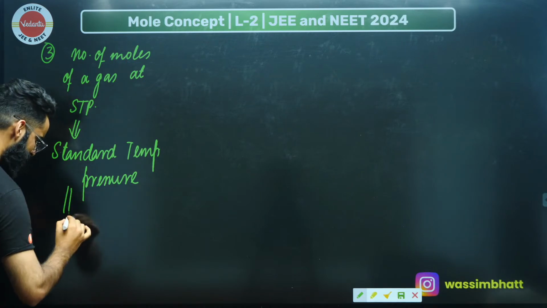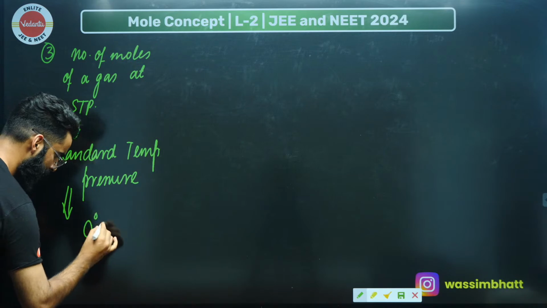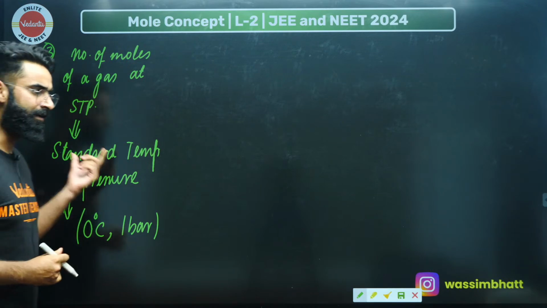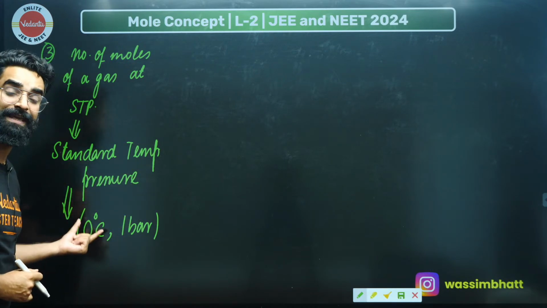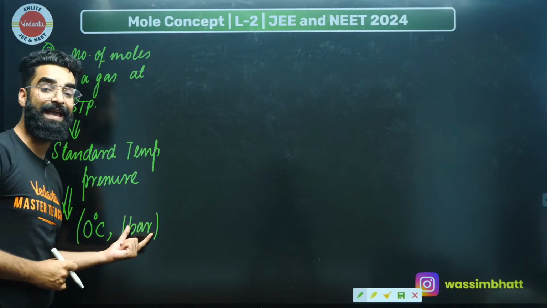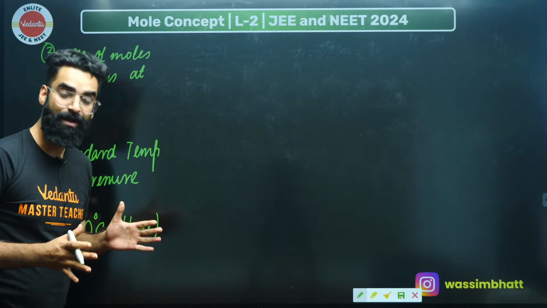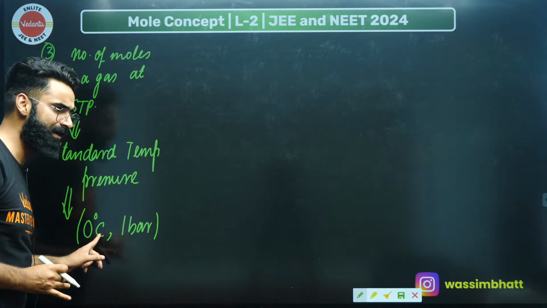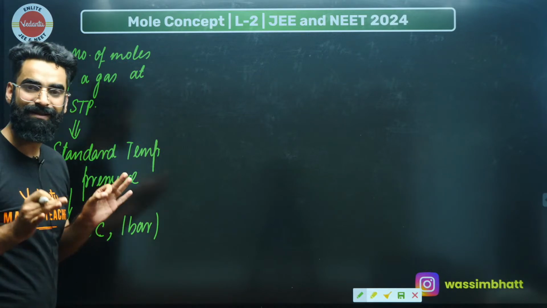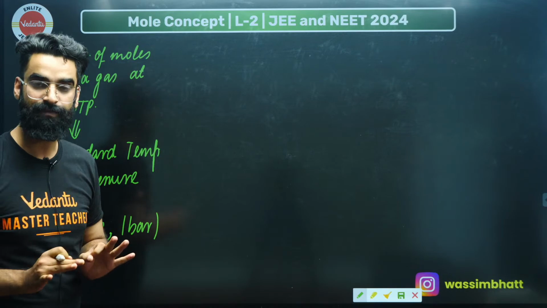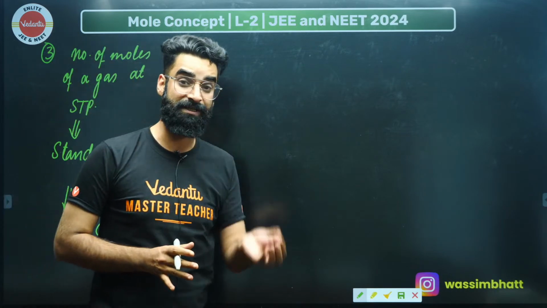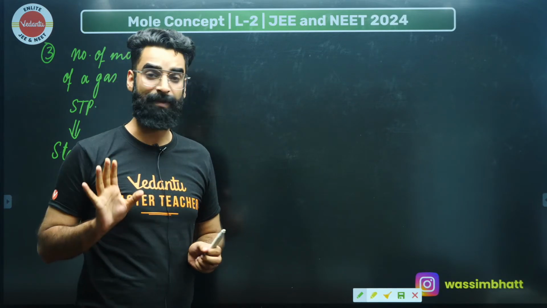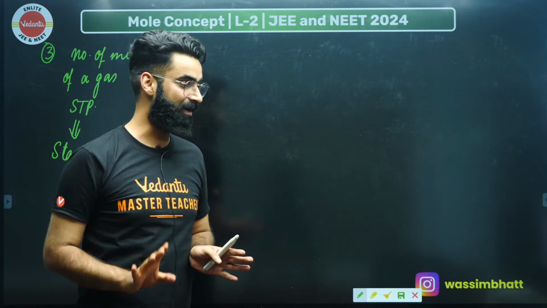What is meant by that? It is basically a condition at which the temperature of the gas is kept as 0 degrees centigrade and the pressure of the gas is kept as 1 bar. Whenever I have a gas in a container, if I keep the temperature of the gas as 0 degrees centigrade and the pressure as 1 bar, I can clearly say the gas is present at STP. So from now onwards, whenever I use the term that the gas is present at STP, understand the temperature of that gas will be 0 degrees centigrade and the pressure will be 1 bar, right?